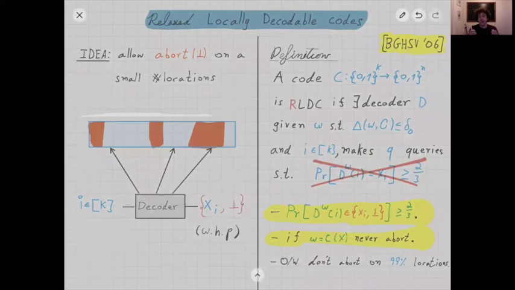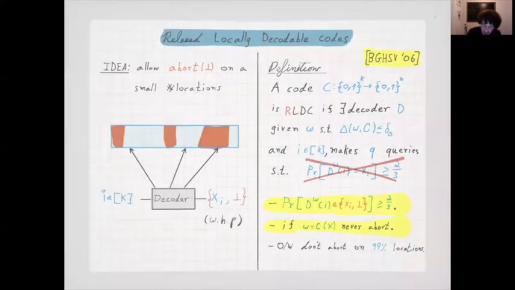Okay, and the point is that for every corrupted code word, there exists such a subset on which we will not abort. But the point is that we don't know this subset a priori. So that's the third condition.